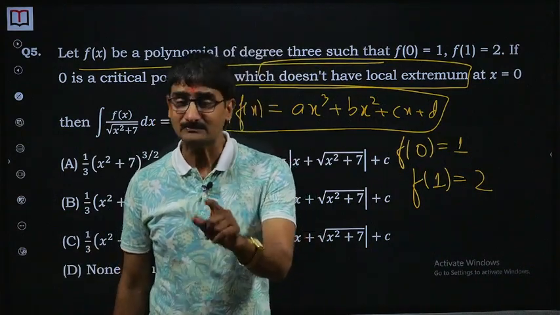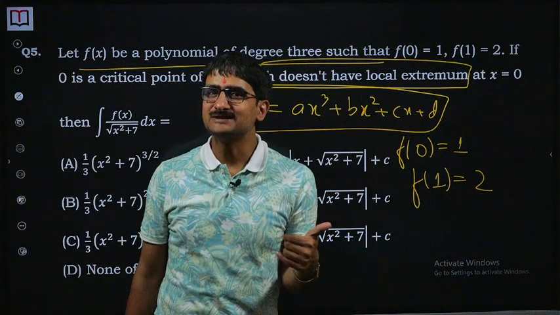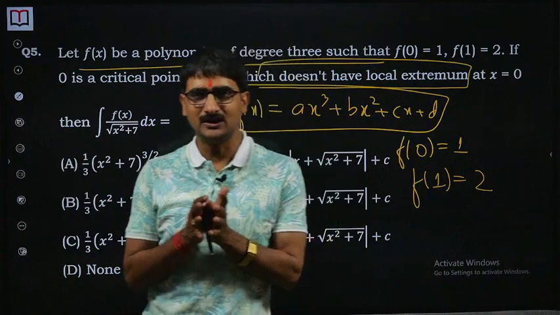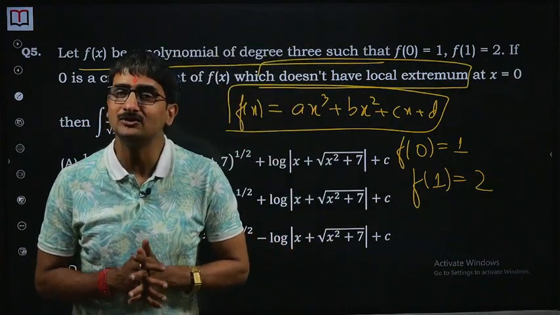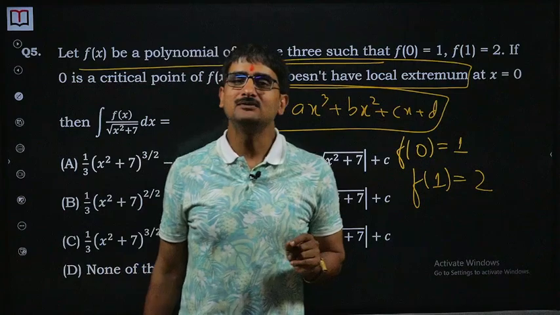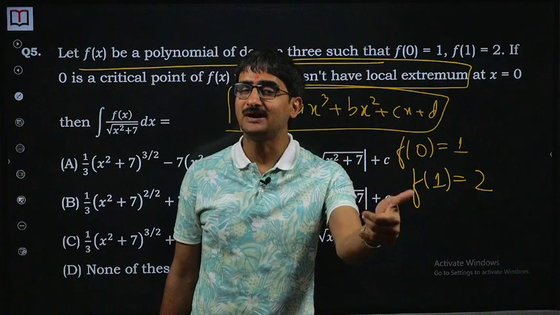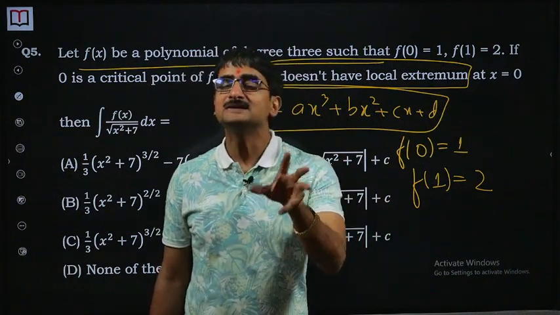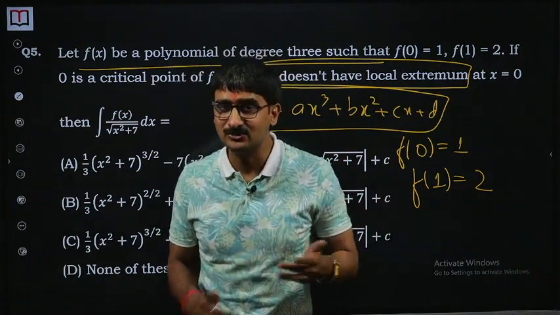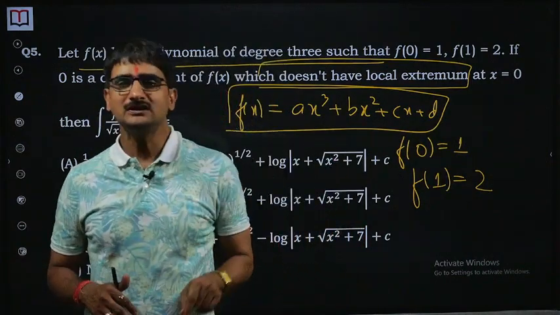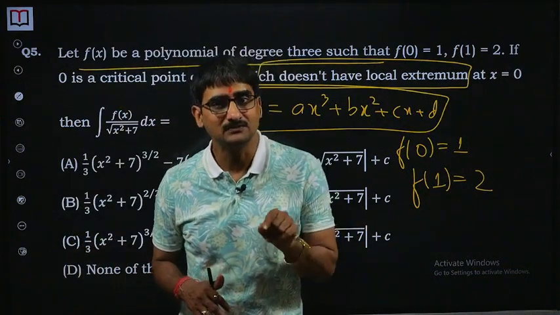It is a second degree polynomial, but it's not a local maximum. When will a critical point not be a local maximum or local minimum? It won't be a local maximum or minimum when there is no sign change about that root. If there's a sign change about the critical point of the first order derivative, that point will definitely be either a local maxima or local minima.